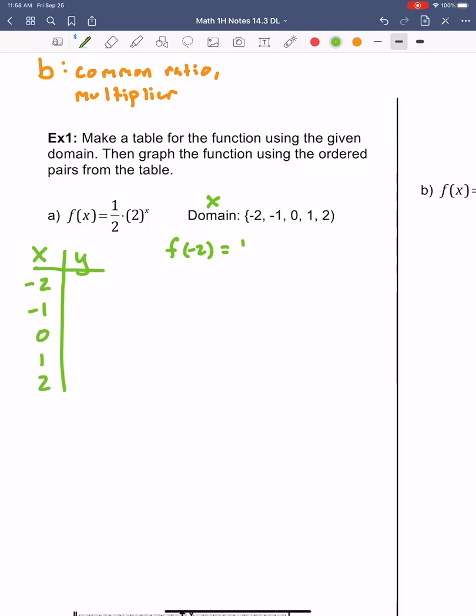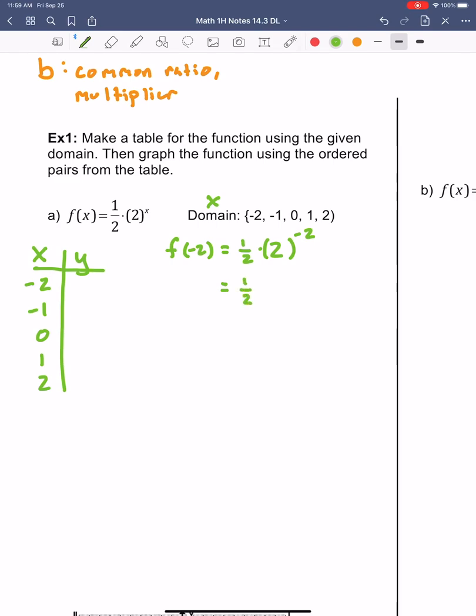So that's going to be 1/2 times 2 to the -2 power. All right, and so just kind of watch the process that I take to solve these problems because we have to use PEMDAS. We also have to pay attention to the negative exponent. So it's going to look like this.